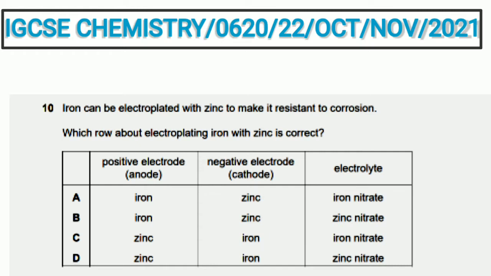10th question. Iron can be electroplated with zinc to make it resistant to corrosion. Which row about electroplating iron with zinc is correct? Here the iron article is to be plated, so it should be made the cathode, and the metal to be plated should be made the anode. So we have to choose from option C and D. But the electrolyte should contain ions of the metal to be plated. So option D is the correct answer because it has the electrolyte zinc nitrate. That is, zinc is the metal which has to be plated.